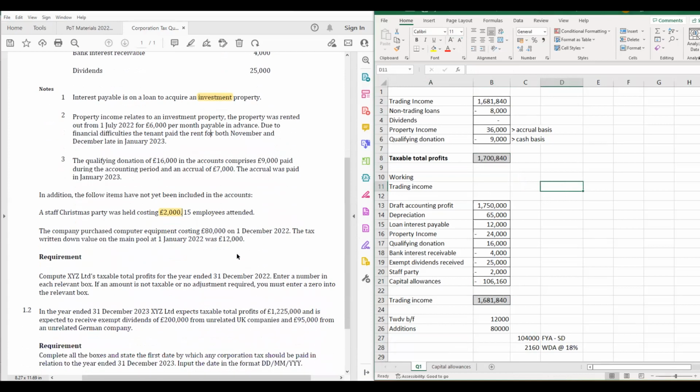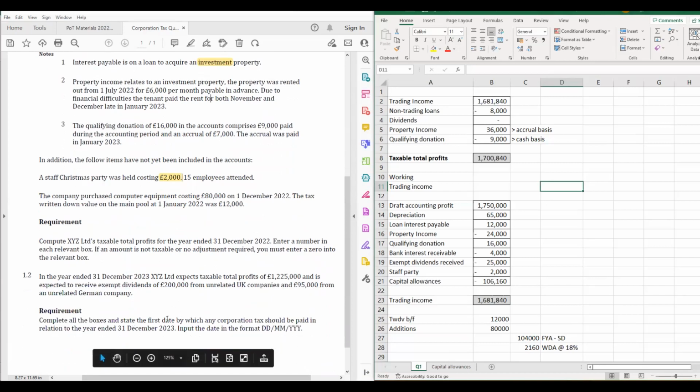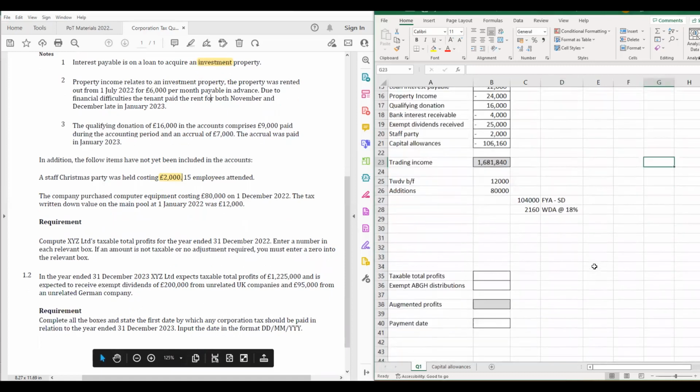So then the next part of the question goes on to talk about, and essentially we're now in the 31st of December 23, and what this question requires us to do is to state the first date by which any corporation tax should be paid in relation to the year ended 31st of December 23. We've got to input our answer in date, month, year format.